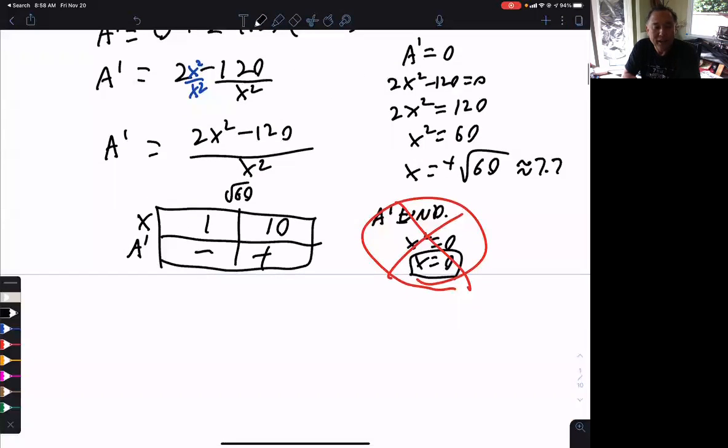So I'm not going to write all this out, but if this were an actual FRQ, you would say A has a relative minimum at x equals radical 60 because A prime changed from negative to positive. Then you would say, since A is continuous and x equals radical 60 is the only relative extrema, therefore it's also the absolute extrema. So we have an absolute minimum at x equals radical 60.